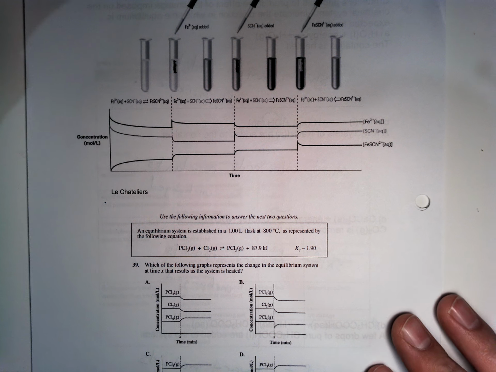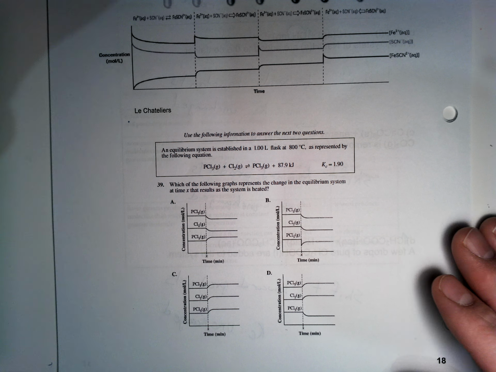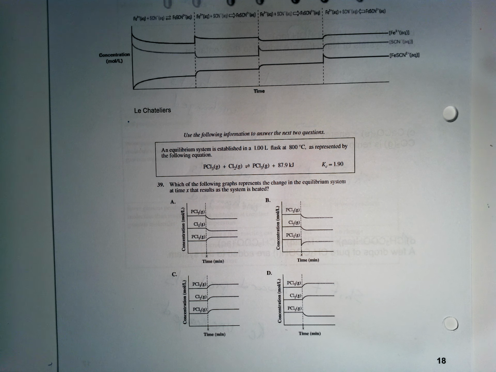And this is a diploma type question based on Le Chatelier's principle. Again, you don't have to worry about the diploma this year, but this shows you the questions you can get on your unit exam. An equilibrium system is established in a 1 liter flask at 800 degrees Celsius as represented by the following equation, and it tells us our Kc is 1.9.